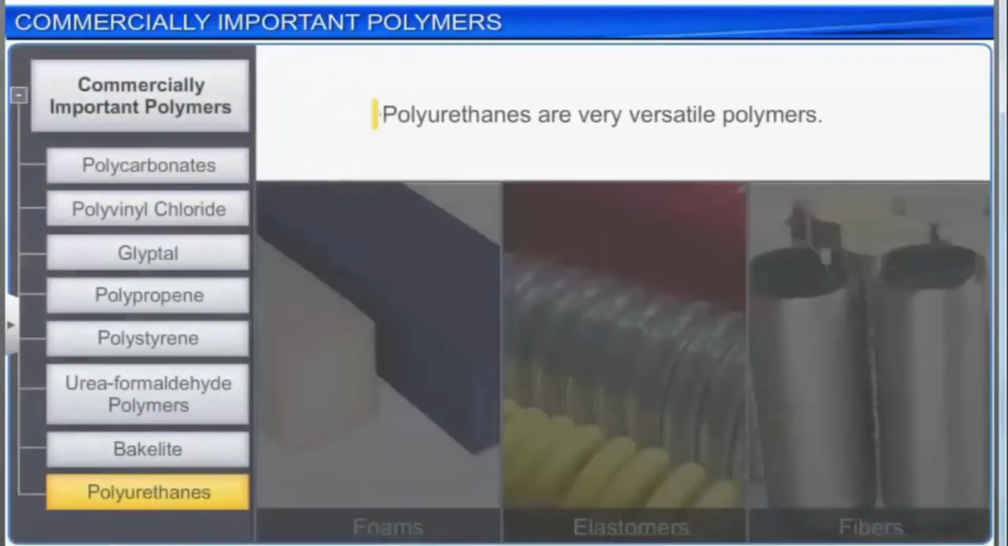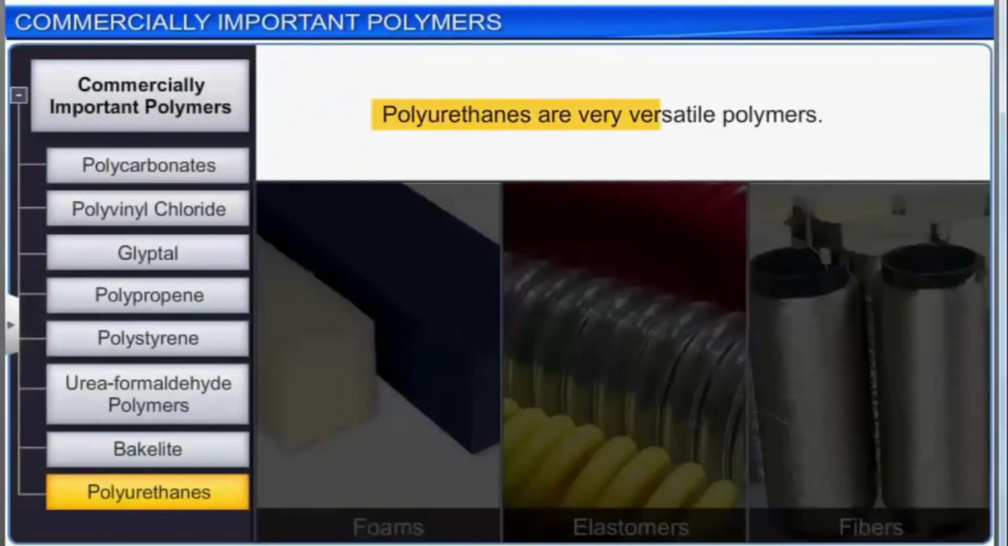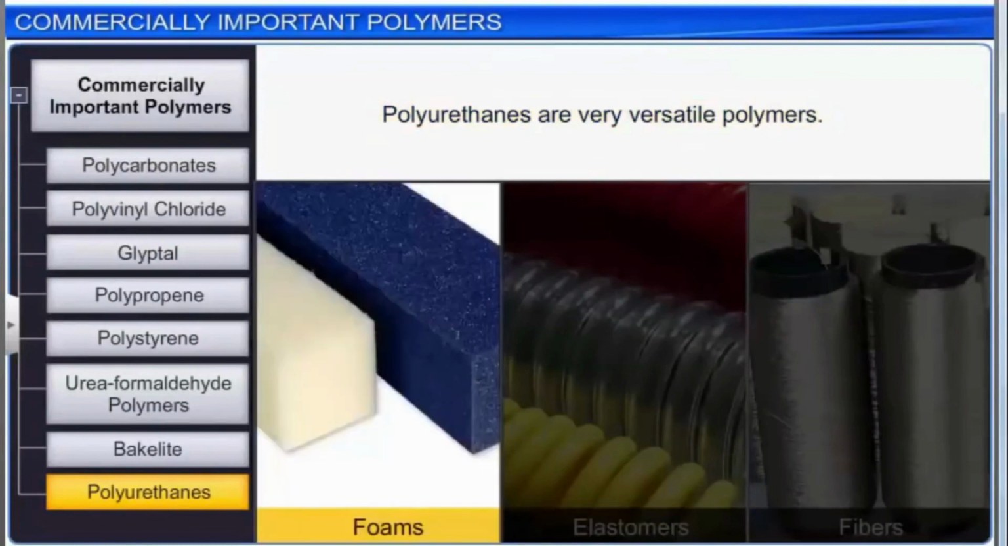Polyurethanes are very versatile polymers. Their many forms include foams, elastomers, and fibers.